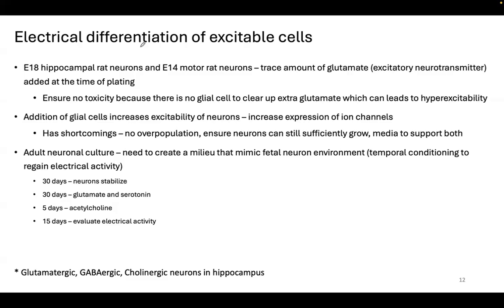If you want your neurons, when you're talking about these E18 and E14 neurons, what people have done, again, this is like a ready setup, is that a very small amount of glutamate is added to them at the time when they are being plated.